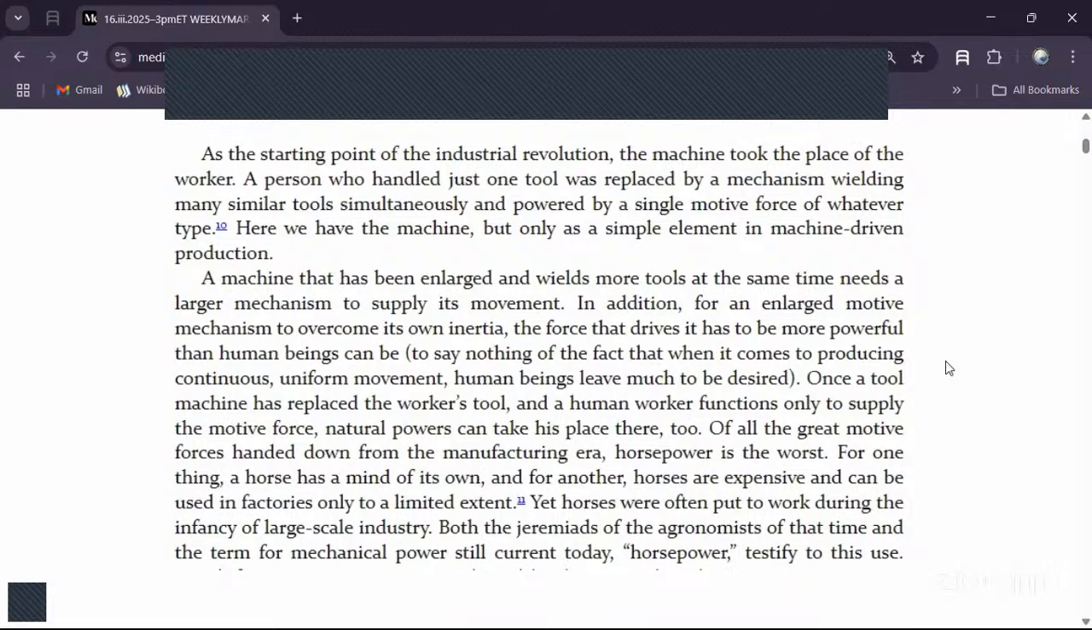To say nothing of the fact that when it comes to producing continuous uniform movement, human beings leave much to be desired. Once a tool machine has replaced the worker's tool, and a human worker functions only to supply the motive force, natural powers can take his place there also. Of all the great motive forces handed down from the manufacturing era, horsepower is the worst. For one thing, a horse has a mind of its own, and for another, horses are expensive and can be used in factories only to a limited extent. Yet horses were often put to work during the infancy of large-scale industry.